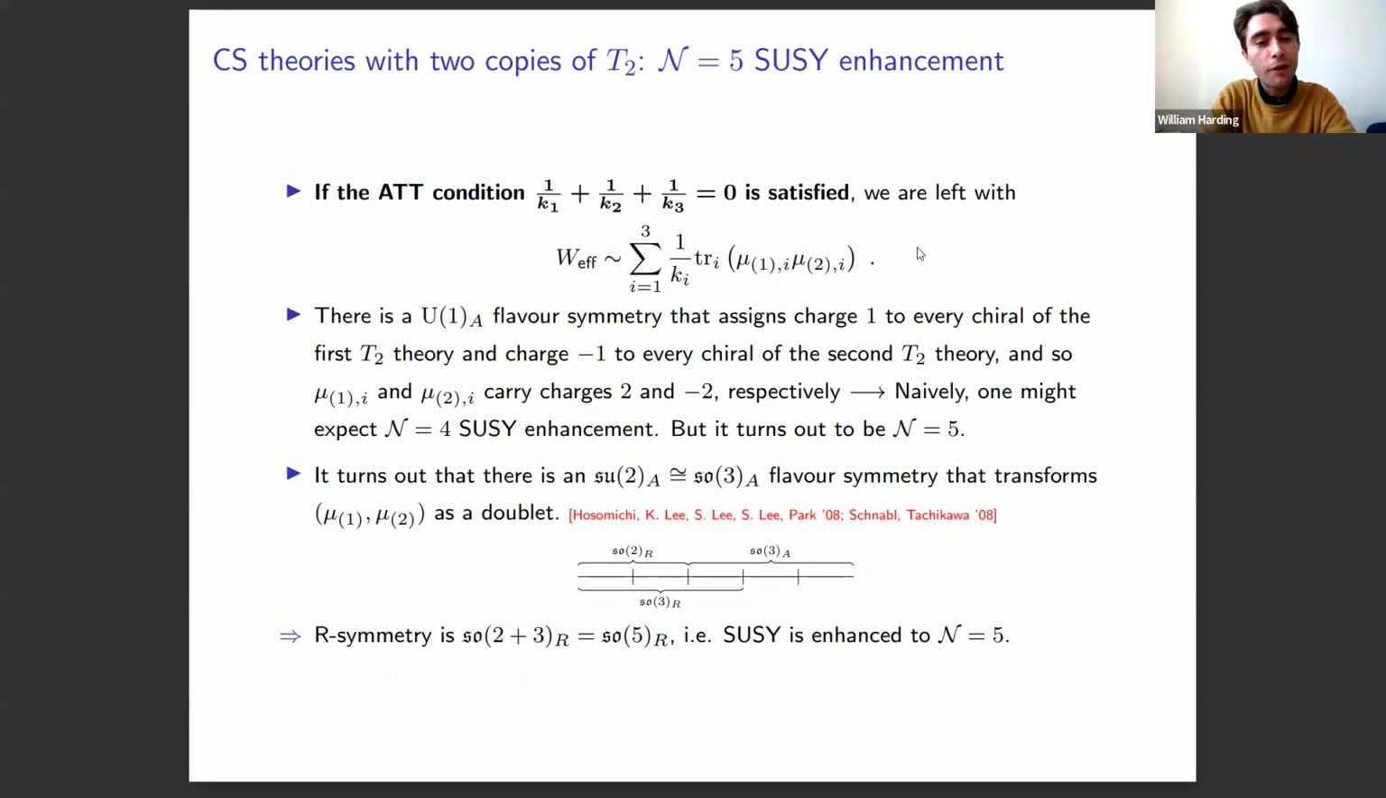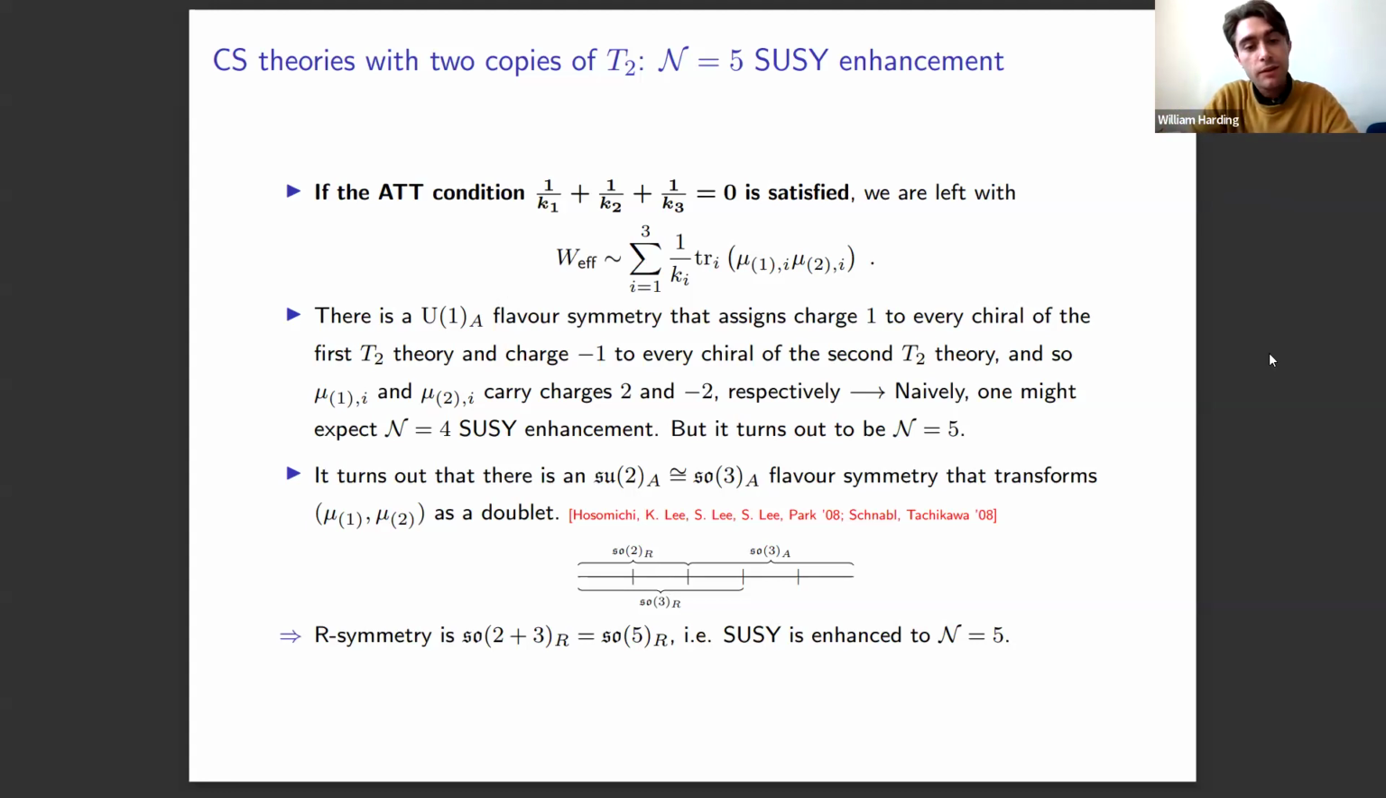So there is a U(1)_A flavour symmetry that assigns charge 1 to every chiral field of the first T2 theory and charge -1 to every chiral field of the second T2 theory. Or explicitly, the two moment maps carry charges 2 and -2 respectively. So naively, from the same argument as before, one might expect N=4 SUSY enhancement.